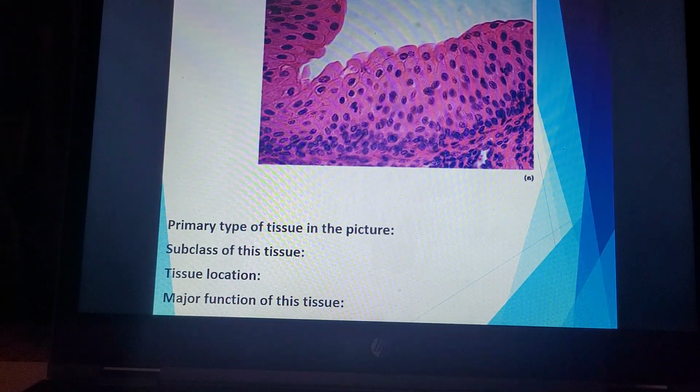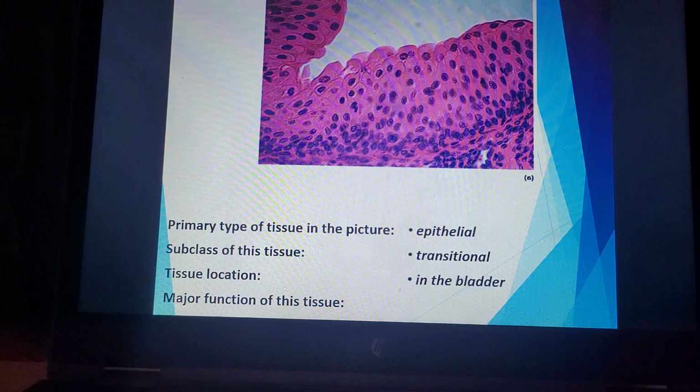Primary tissue type. Epithelial. Subclass. Transitional. Tissue location. In the bladder. Major function of this tissue. Provide stretch for the bladder.